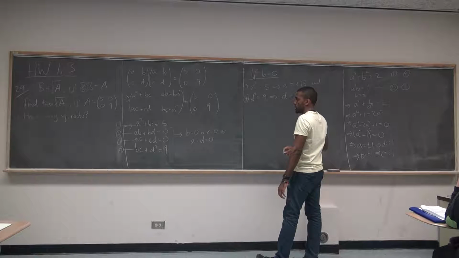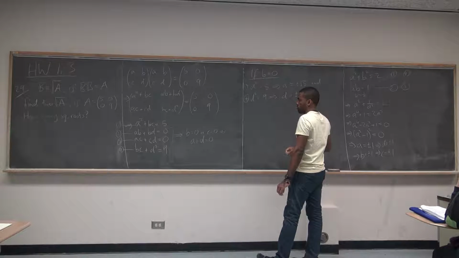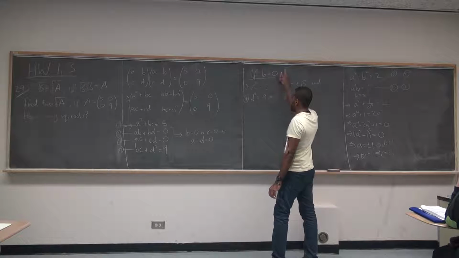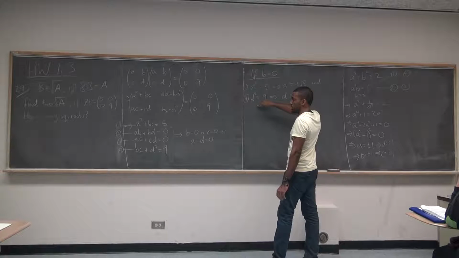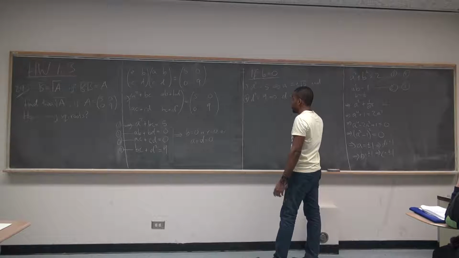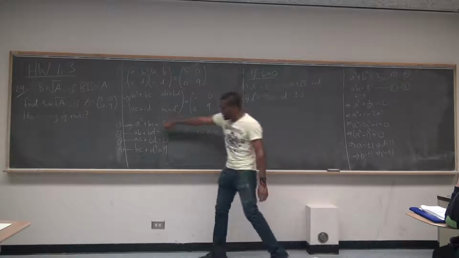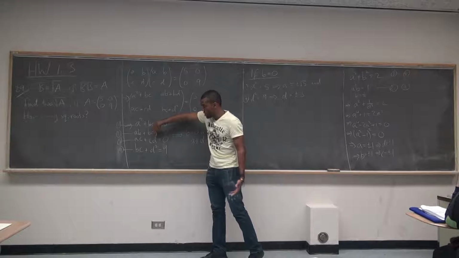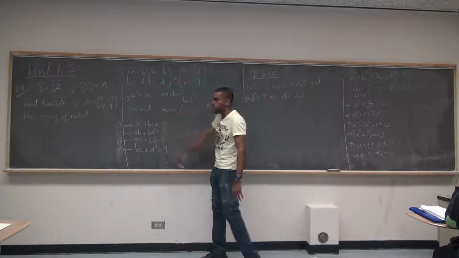Could we say something about C? So if B is 0, I know what A is, I know what D is. C would have to be 0, right? Because I plug in numbers here for A and D and they're non-zero, but I'm multiplying by C. C would have to also be 0.